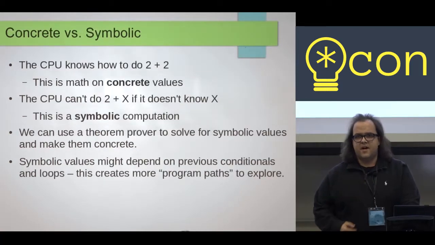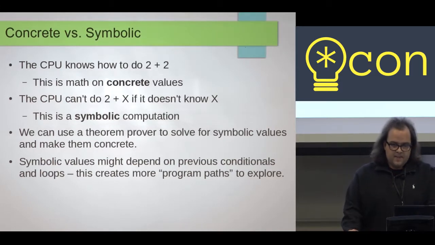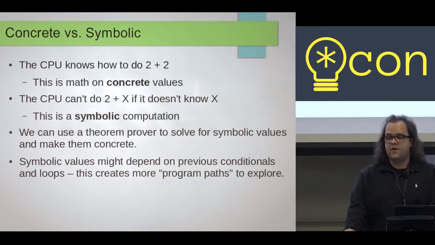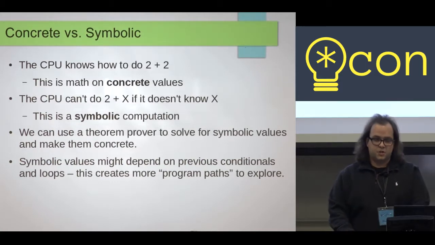So what do we mean by symbolic? Well, when you ask the CPU to do a simple arithmetic operation like 2 plus 2, it knows how to do that operation because it's doing operations on numbers. This is math on so-called concrete values. But if the CPU is asked to do 2 plus x, and it doesn't know the value of x, it can't do that operation. In this case, x is called a symbolic value, and this becomes a symbolic computation.